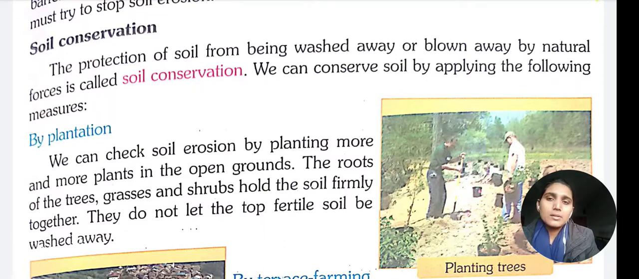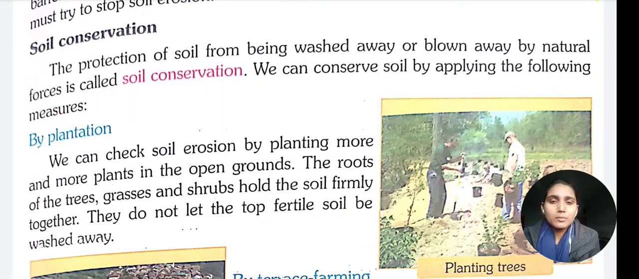We can conserve soil by applying the following measures. We can conserve our soil by several steps so that we can prevent our soil from getting degraded. The first thing is that we should plant trees. Plantation is the best method. Growing crops and plants is the best method to conserve our soil.